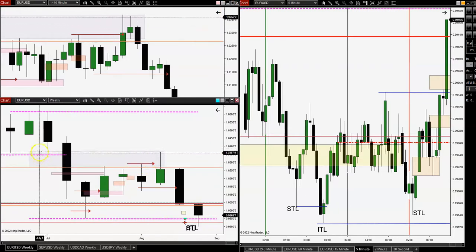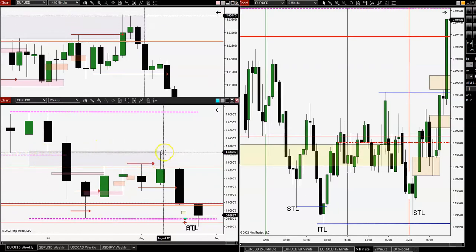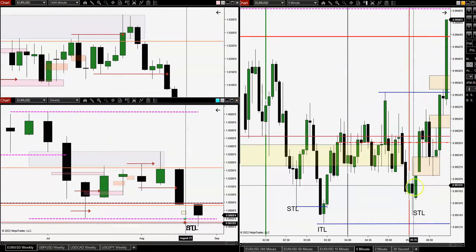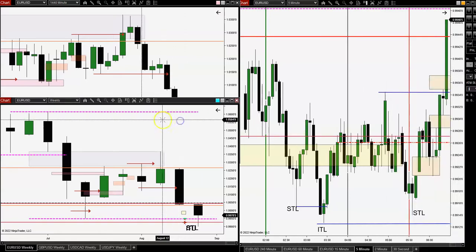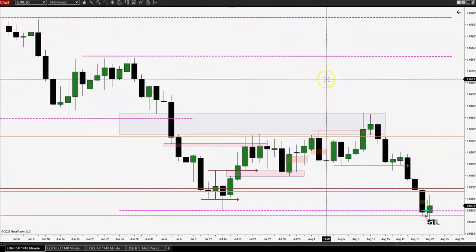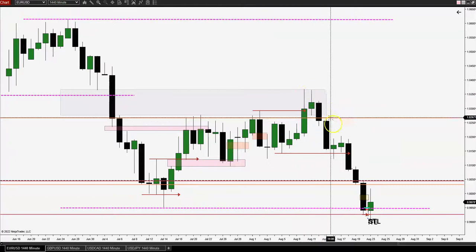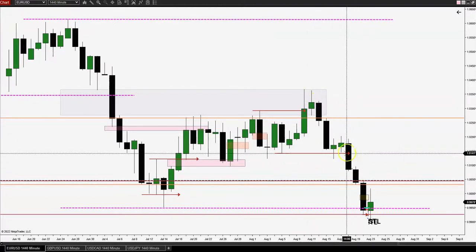By the way, you can see the weekly fair value gap here came in really nicely. This was on August 12, pretty much 2 weeks ago, heading into this week. So that was pretty awesome to see. You can see very clearly in the daily what happened there. Super nice.